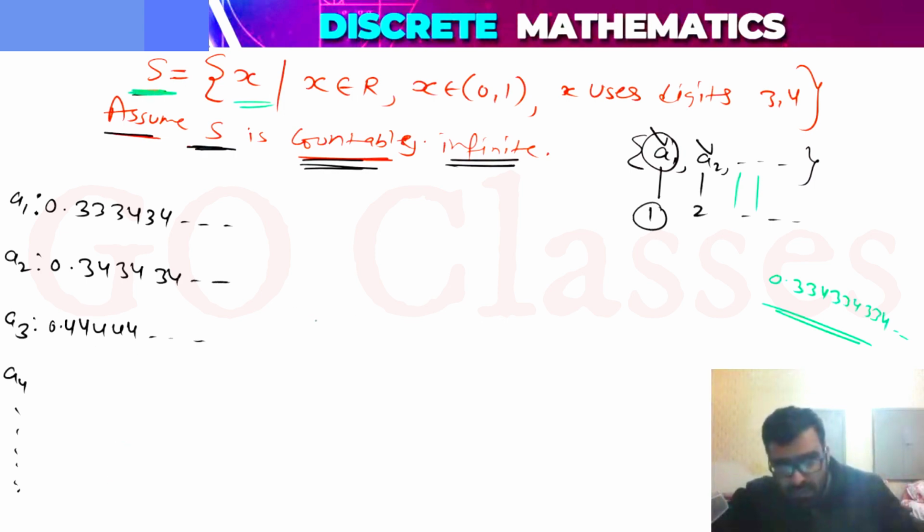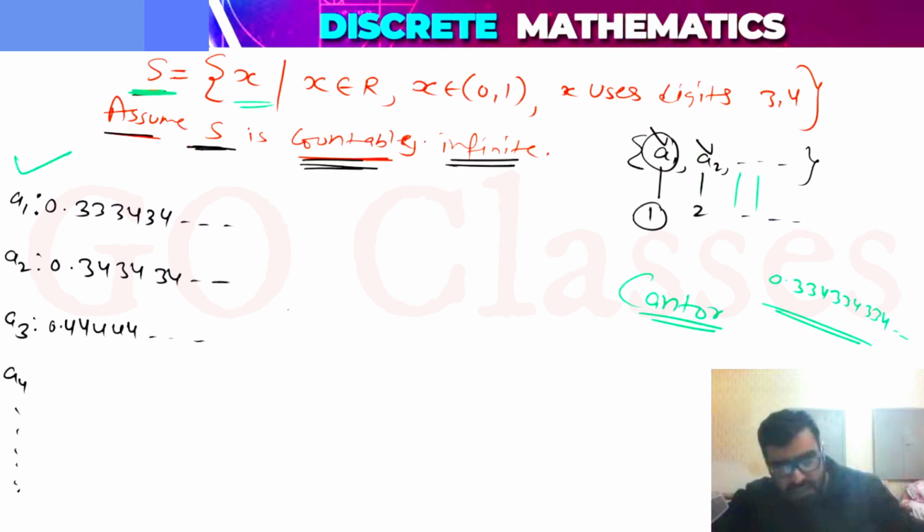Let's see how to prove it. The proof is called Cantor's diagonalization theorem. The great mathematician Cantor first assumed a sequence, then created a number which is not present in this sequence anywhere. This is an infinite sequence, a1, a2, a3, a4, a5 and so on, but he created a number which is not present in this sequence anywhere.